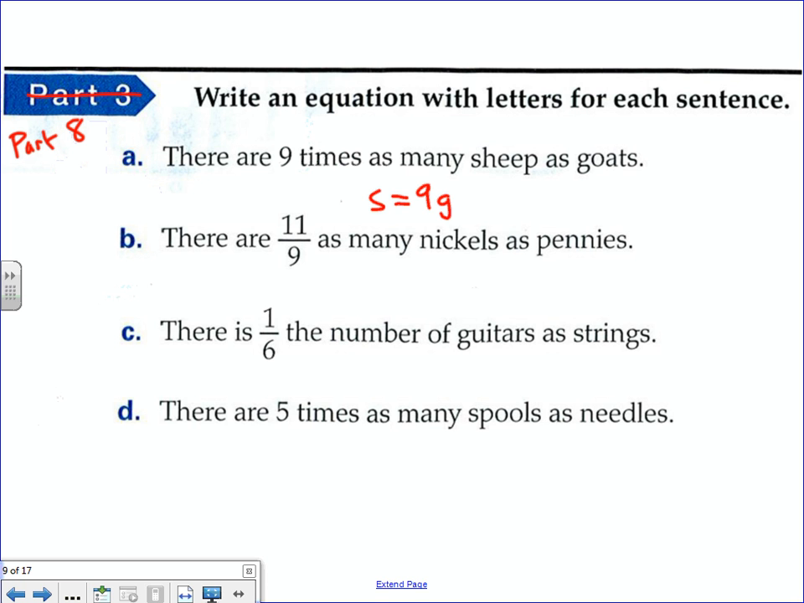B says there are 11/9 as many nickels as pennies. So again, nickels comes first. So it's N equals 11/9 times the number of pennies. So N equals 11/9 P. I'll leave the other two for you to go ahead and write those equations.